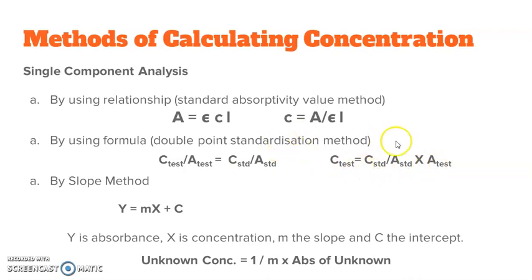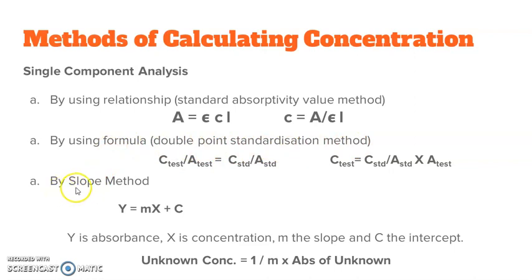We also call this method the comparison method, wherein if you know the absorbance and the concentration of the standard, we can calculate the concentration of the unknown sample by reading its absorbance. So we have the absorbance of the unknown, and the concentration and absorbance of the standard. Simply by putting the values in this equation, we can find the concentration of the unknown sample. This method was the double point standardization method, also known as the comparison method.